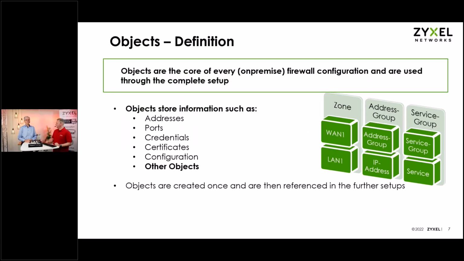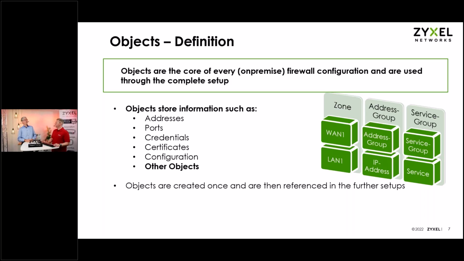So let's start. Yes, let's look into the objects definition. What is it? Let's start from the basics. Objects are the core of every on-premise firewall and are used through the complete setup. Everything that you configure on our firewalls, be it a route or a NAT rule or a security policy, you need objects for it. And we define objects to be a bit more efficient in our daily work in configuring the firewall. Objects can be reused at many places in our devices, and it really simplifies the way you configure our device, because you don't need to, for example, define an IP address twice if you want to use the IP address for a security policy and a NAT rule.